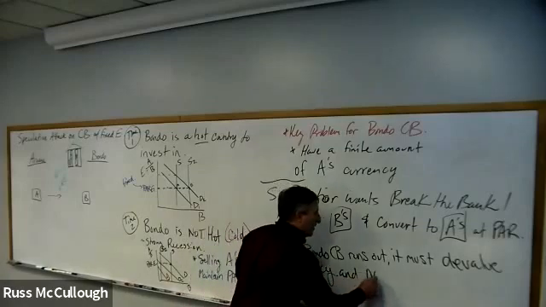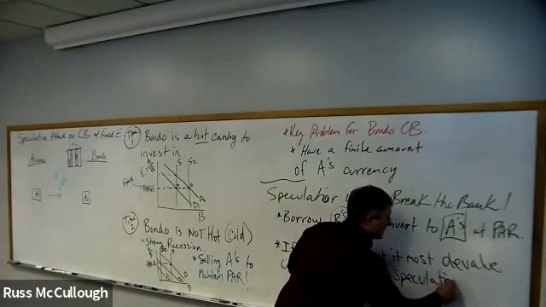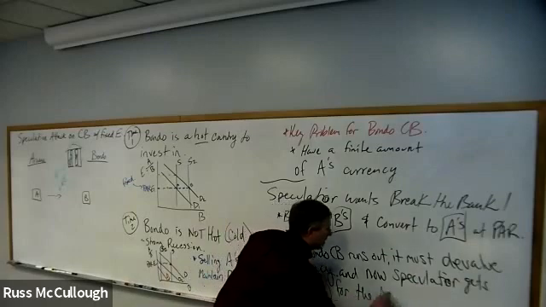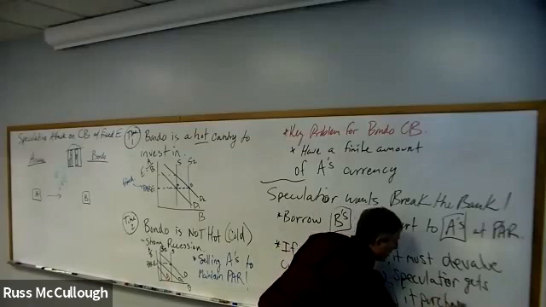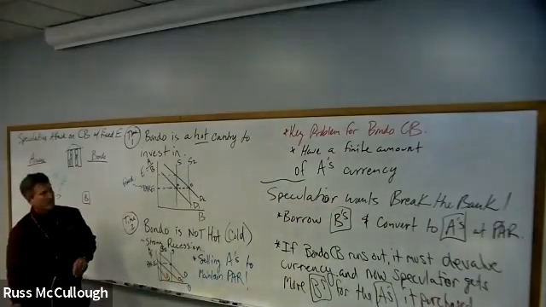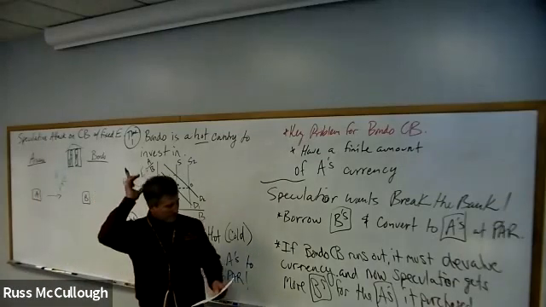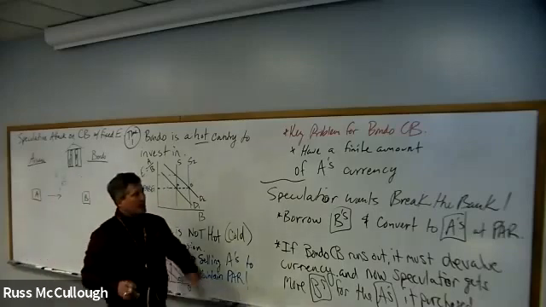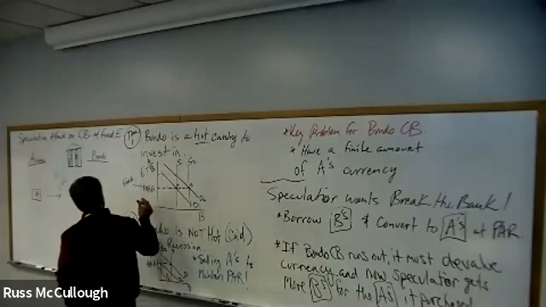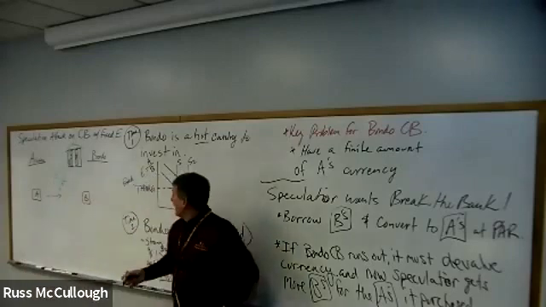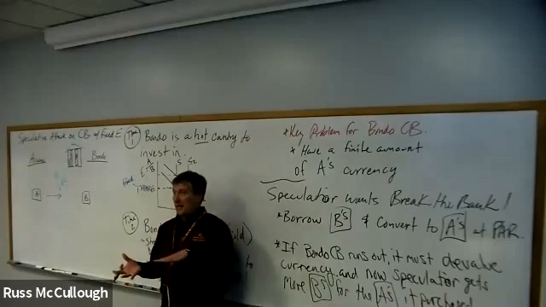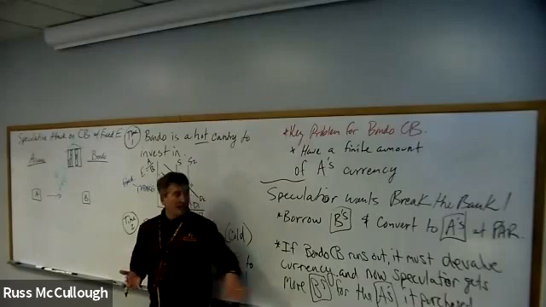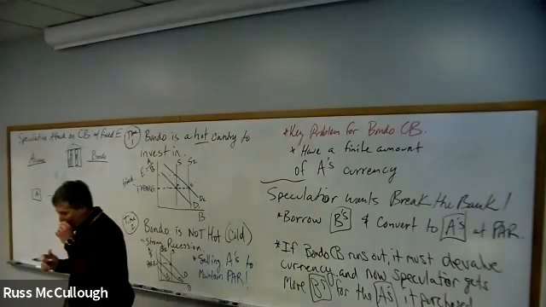And now the speculator gets more B's for the A's it purchased. So, for example, let's say it was 1-to-1, just to keep it easy. If 1A equals 1B, and then eventually we had to depreciate so that 2 B's went for 1A, you went out and did this, you just doubled your money. Right? Once you broke the bank and they were forced to do what maybe should have been going on economically anyway, then you doubled your money. All right, so we'll pick up there tomorrow.